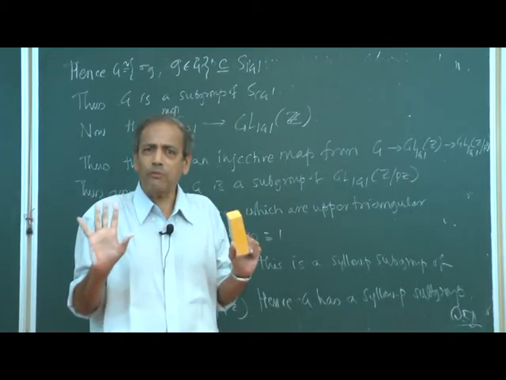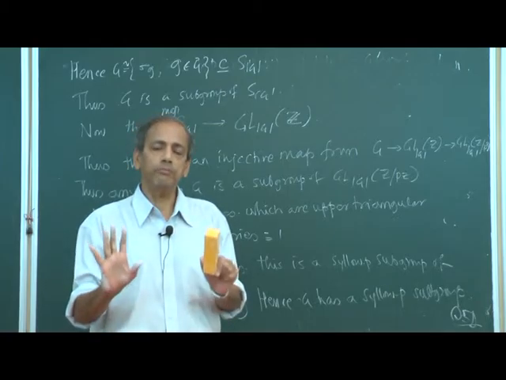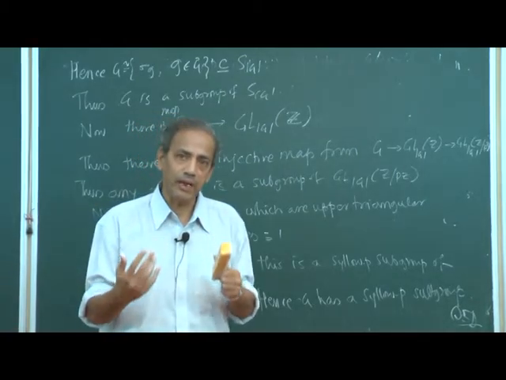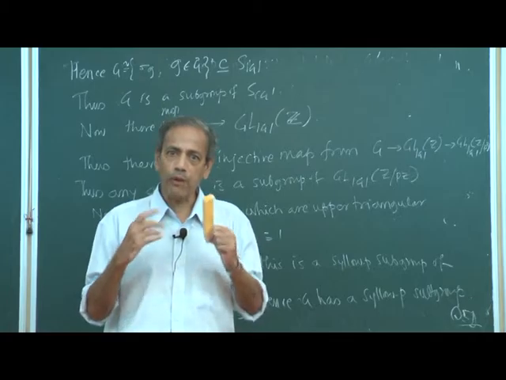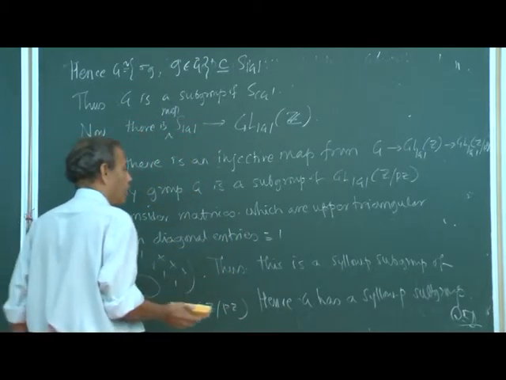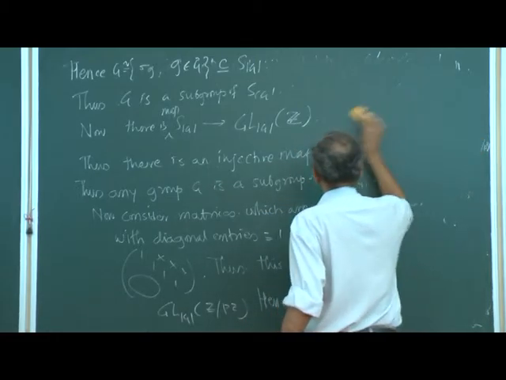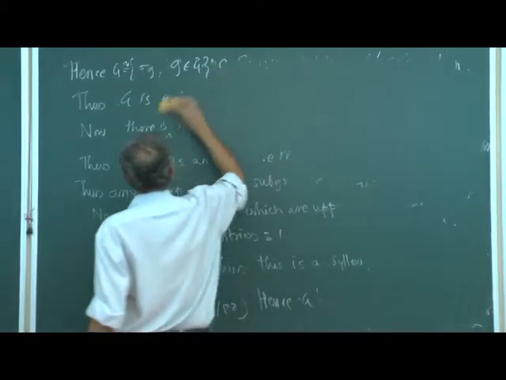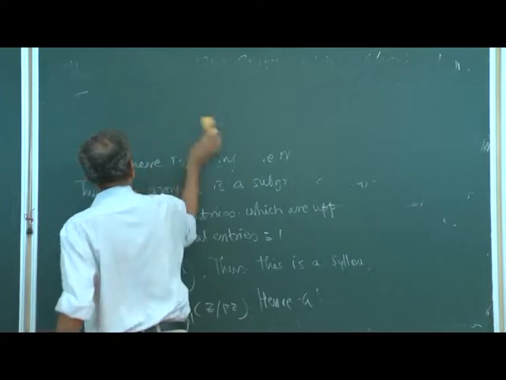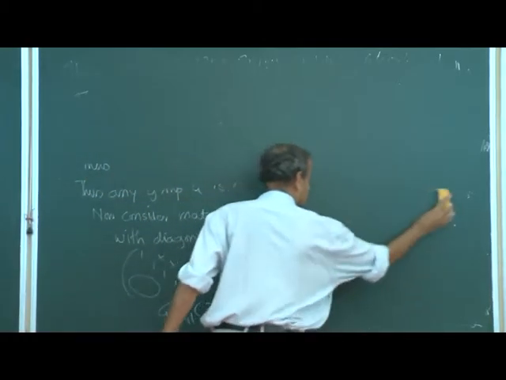Now, what we have proved is, if P raised to n is the exact power dividing mod G, then there is a subgroup of order P raised to n. That is what we have proved. But Sylow, when he proved this theorem, he proved so many other things. So let us take them one by one.